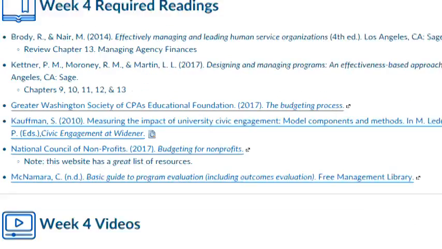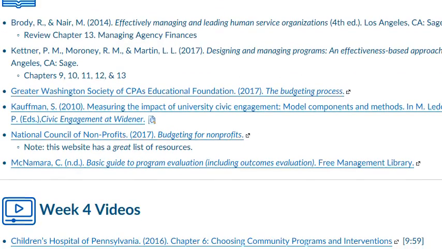So the learning resources for this week are as follows. In the Brody and Nair book, it is chapter 13 on managing agency finances, and then the Kettner et al. book, it is chapters 9, 10, 11, 12, and 13, which deal with both the evaluation process and budgeting. There is an article on the budgeting process by the Greater Washington Society of CPAs.